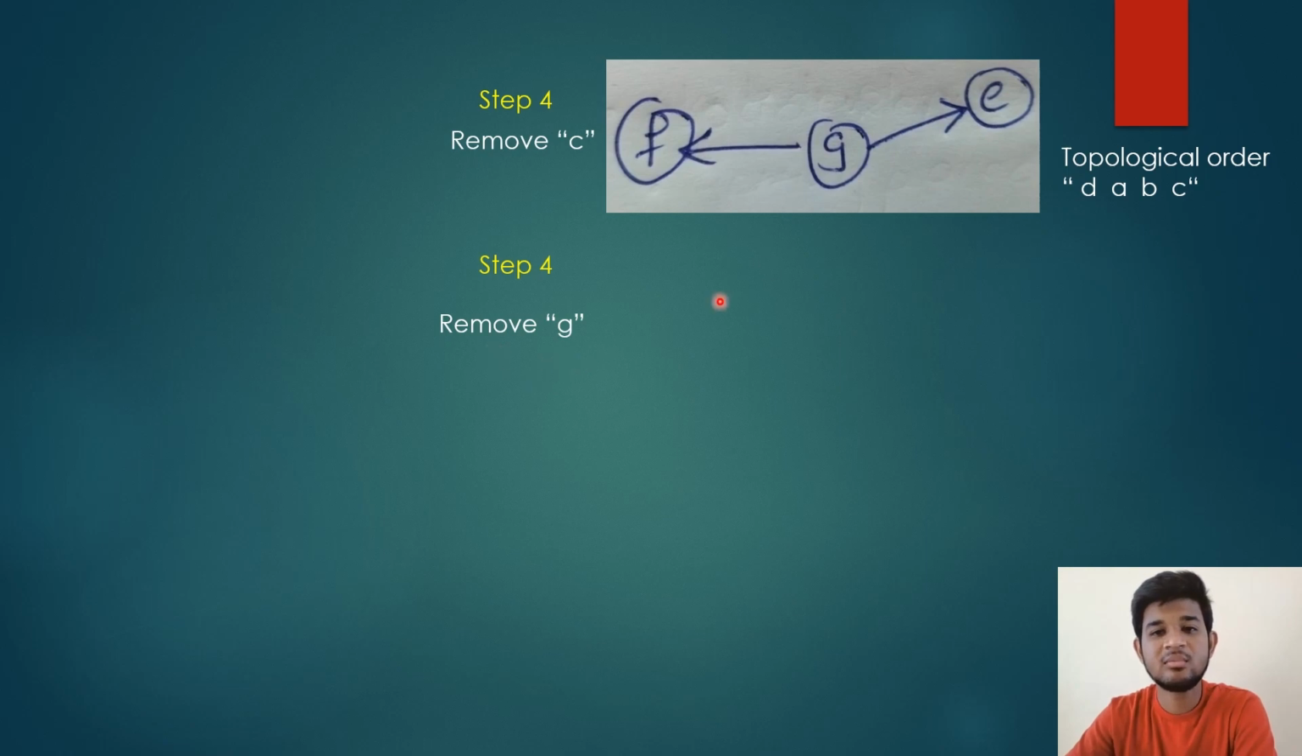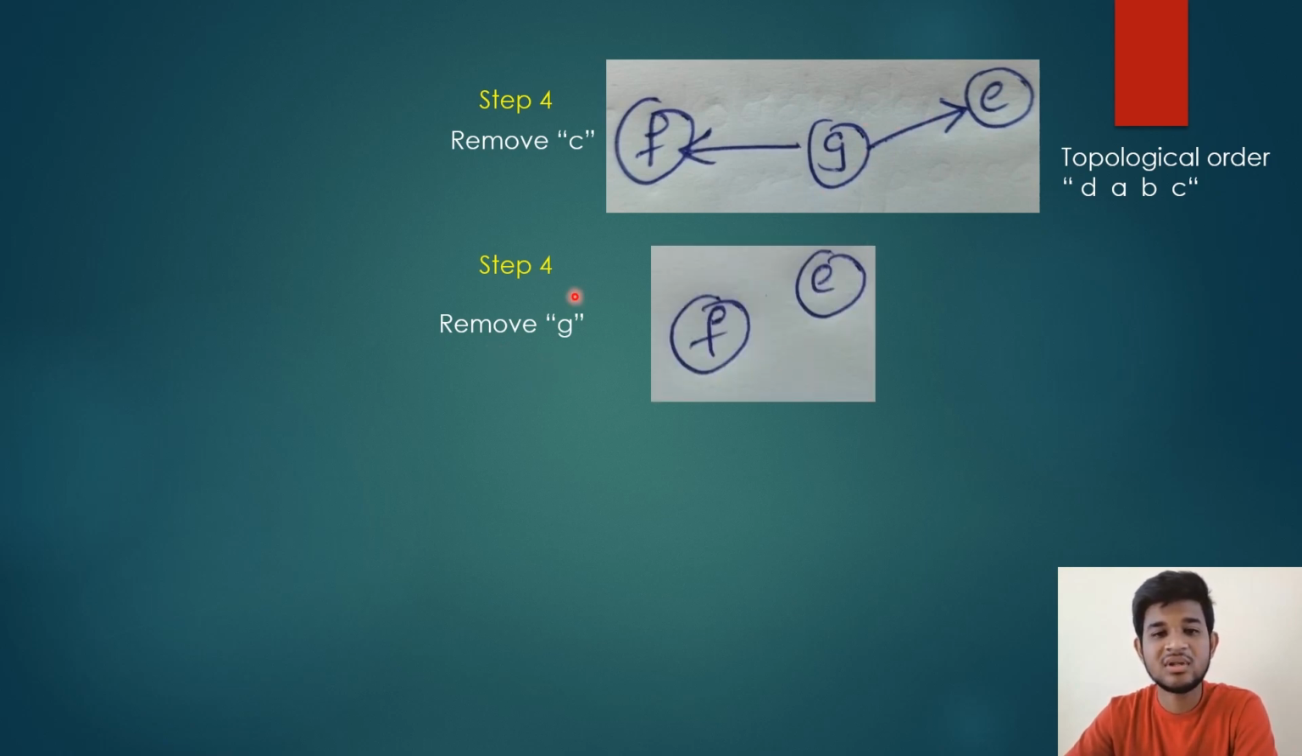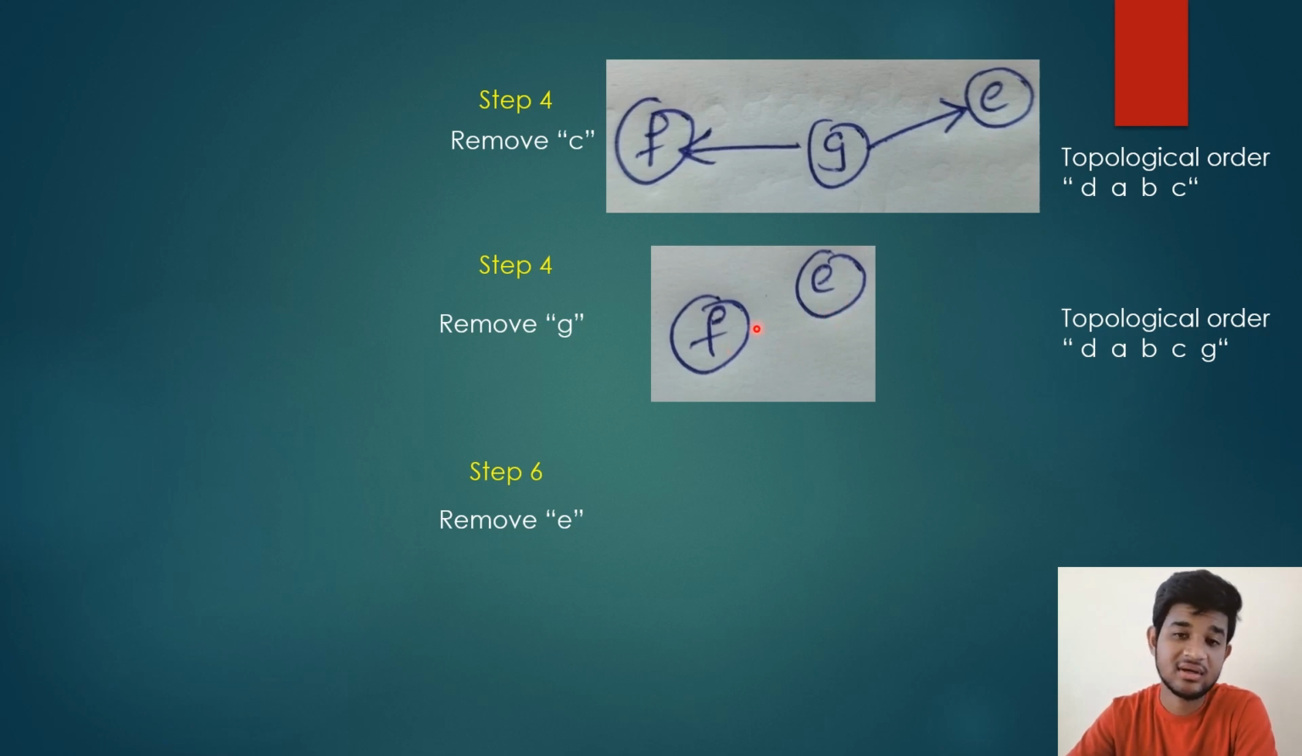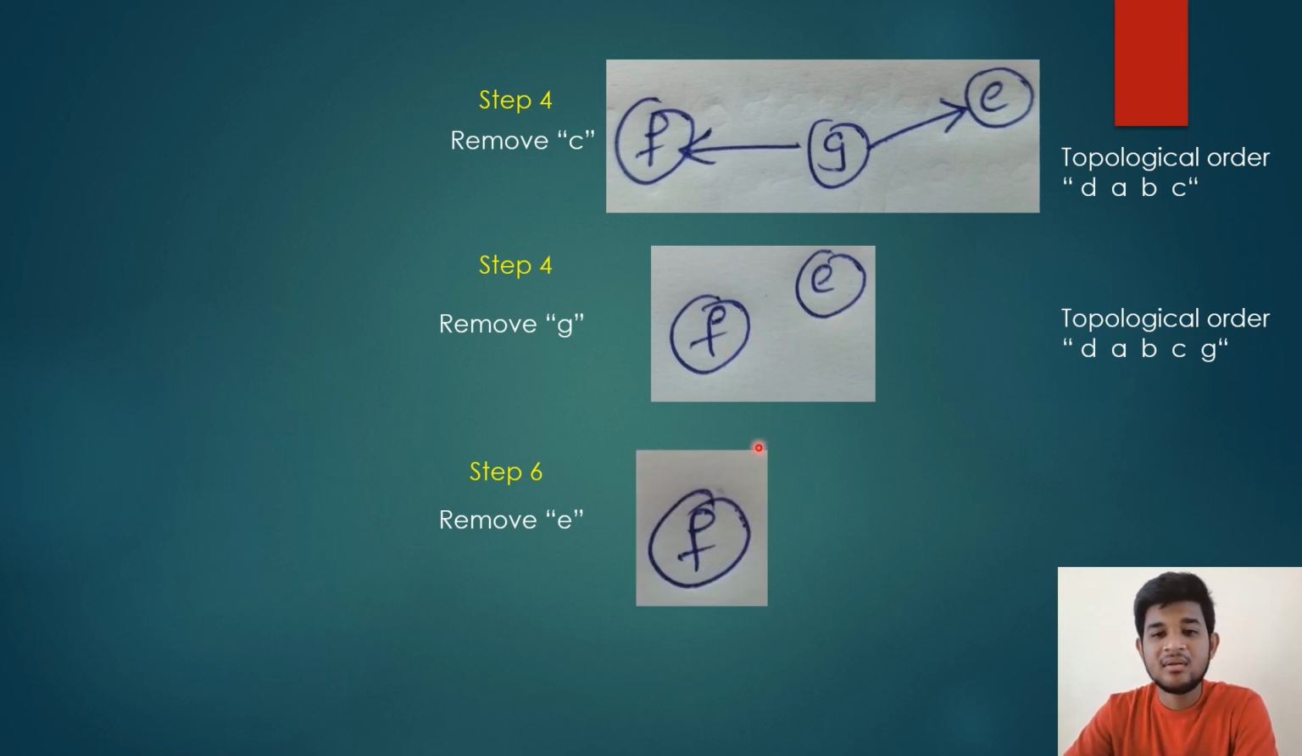In step 5, we will be removing G because G does not have any in degrees. After removing G, we will get the graph like this, F and E, and put that G in the topological order. Now let us see step 6. In step 6, we will be removing E because in alphabetical order E comes before F. Then the graph will appear like this, and put that E into the topological order. We will get D, A, B, C, G, E.